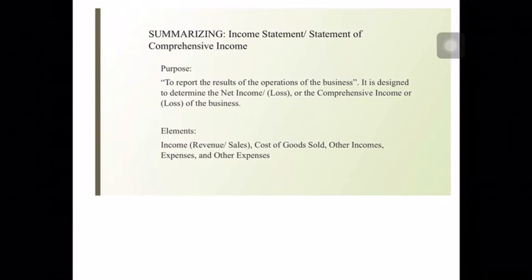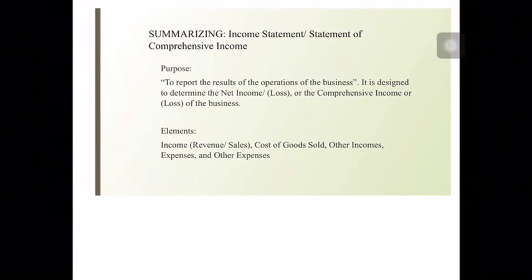Now for the elements, these are the accounts that you should be able to reflect in an income statement or a statement of comprehensive income. Of course, you have to reflect there the amount of the income by the business. Depending on what type of business activity the business is engaged in, if it is a service type of business, then we call the income of that business as revenue. If the business is a merchandising or a manufacturing type of business, then its income is reflected in the report as sales.